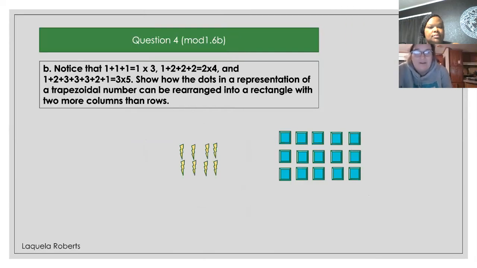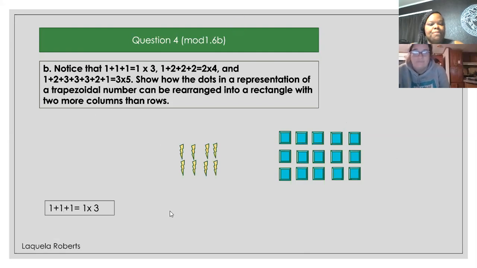Now we're going to go to question 4, Module 1, 6b. Notice that 1 plus 1 plus 1 equals 1 times 3. 1 plus 2 plus 2 plus 2 plus 1 equals 2 times 4. And 1 plus 2 plus 3 plus 3 plus 3 plus 2 plus 1 equals 3 times 5. Show how the dots in a representative trapezoidal number can be rearranged into a rectangle with 2 more columns than rows.